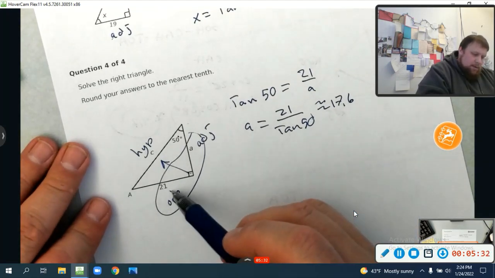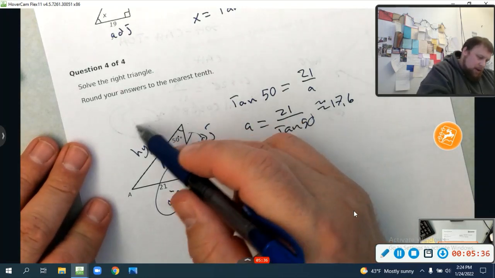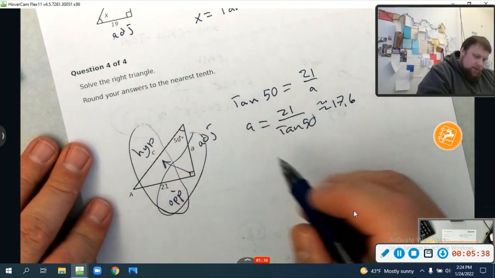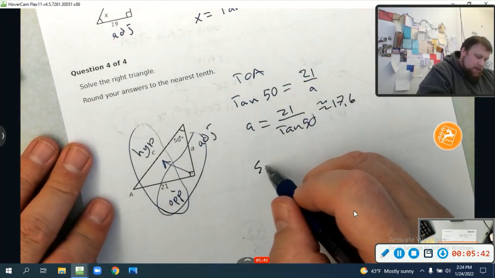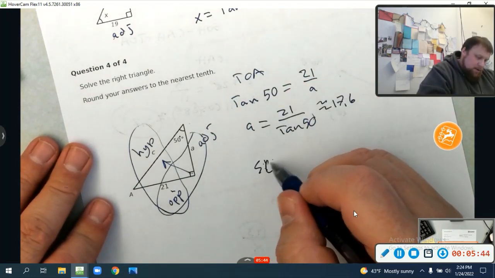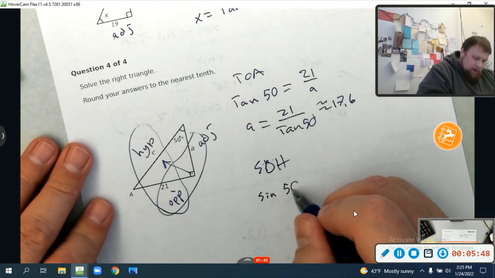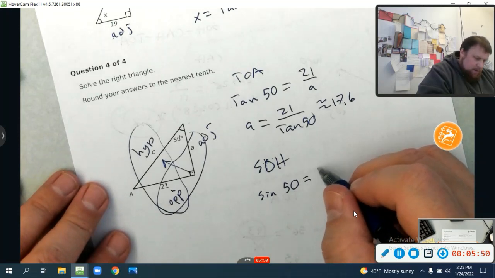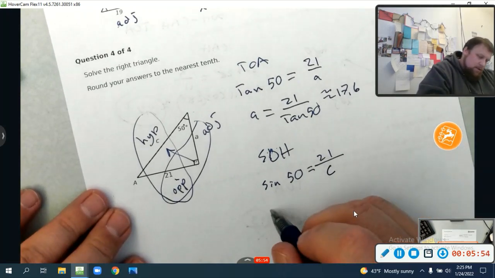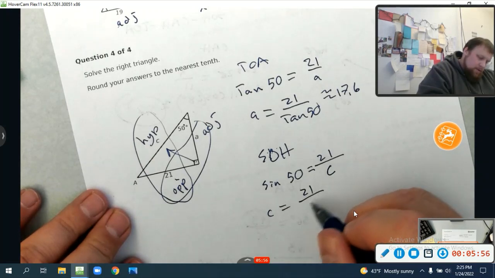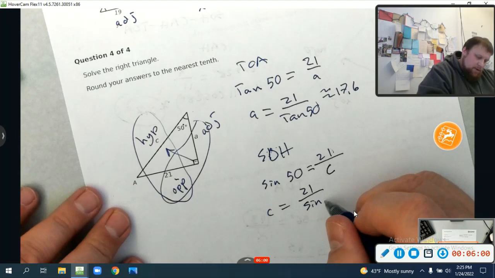And then for my C, check it out. So I'm going to use my opposite again because I was given that and that's an exact measure. So I'm going to use my hypotenuse and opposite. Which one used that? So this one was TOA. Which one uses hypotenuse and opposite? Well, that's sine, right? And I get that the sine of 50 equals my opposite, which is 21, over my hypotenuse of C. So I know that C is going to equal 21 over sine 50, right? Remember what I said, it's always that measure divided by the trig function.